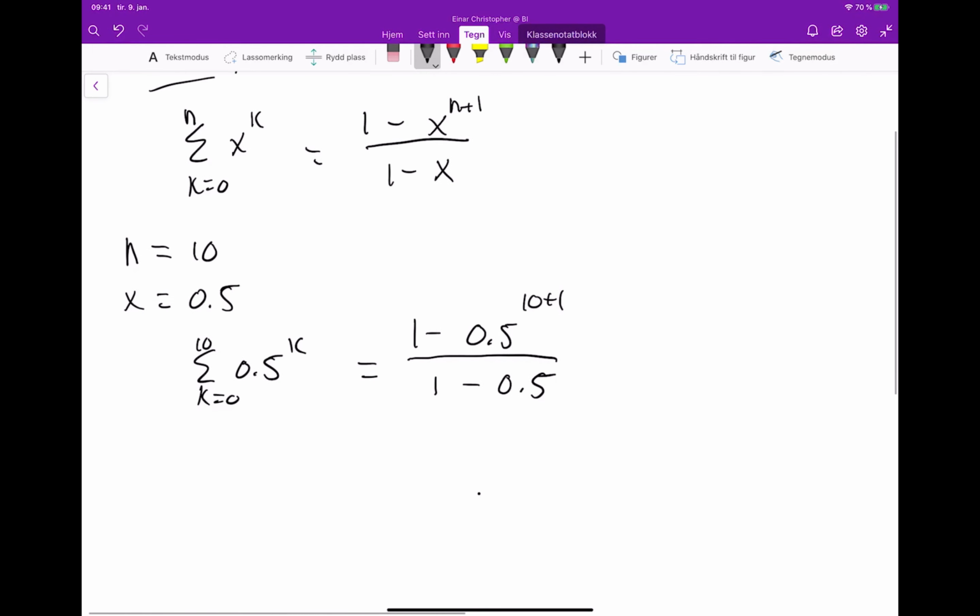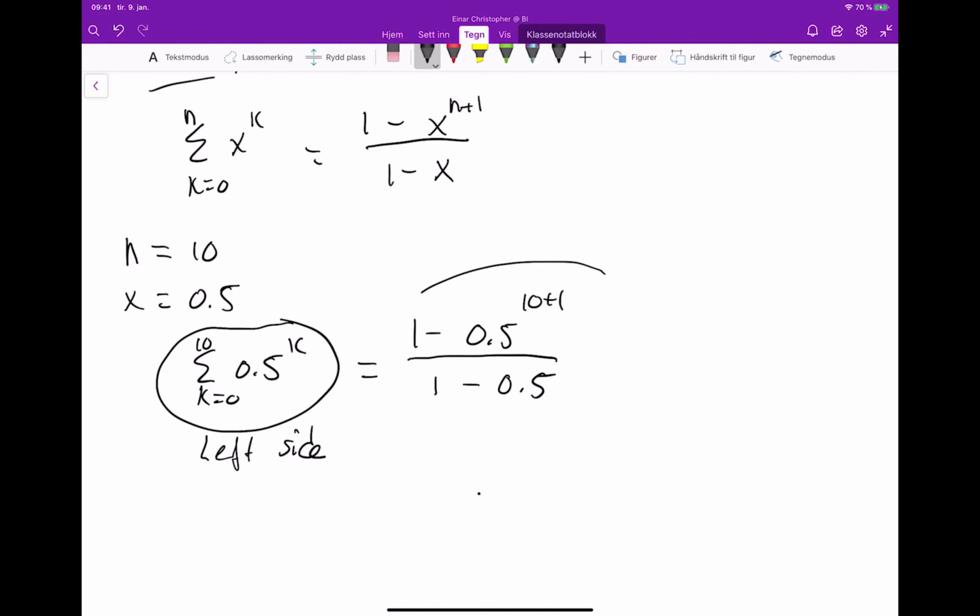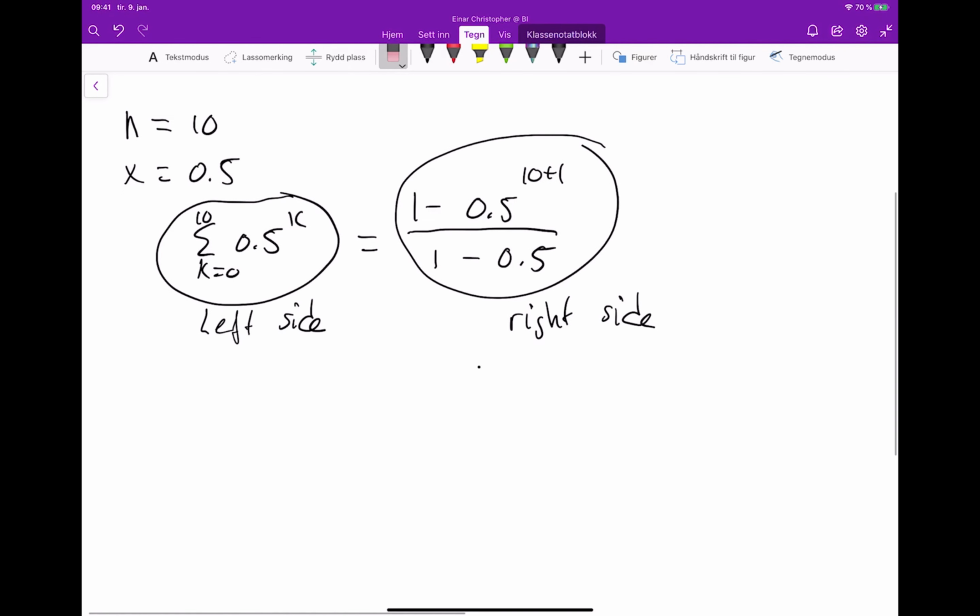So let's see if this is true. We can now think about this as the left side and this as the right side of the formula. And of course, we could now use the left side to compute the sum.